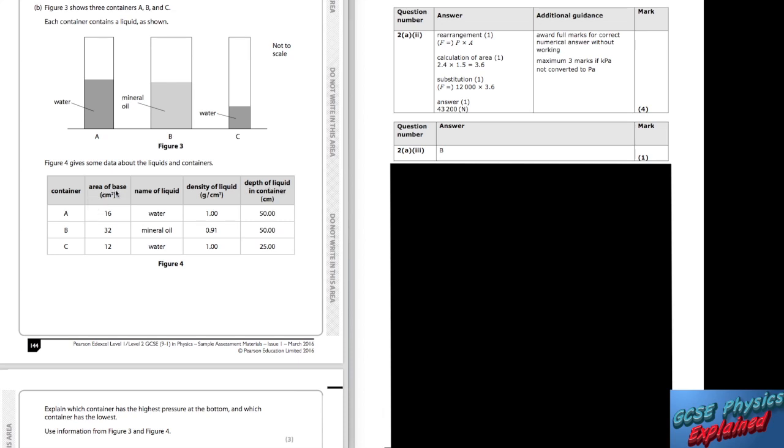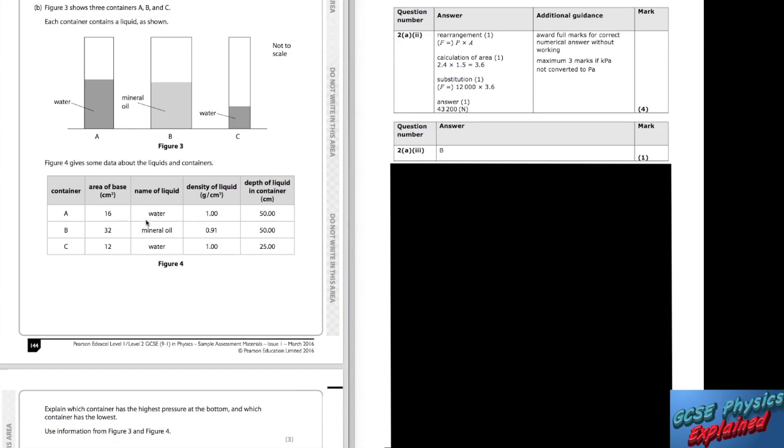So the area is what we call an ambiguous distractor. You don't actually need the area. The pressure due to a column of a liquid does not depend on the area. So your answer for 3 marks should be talking about the densities and the depths.